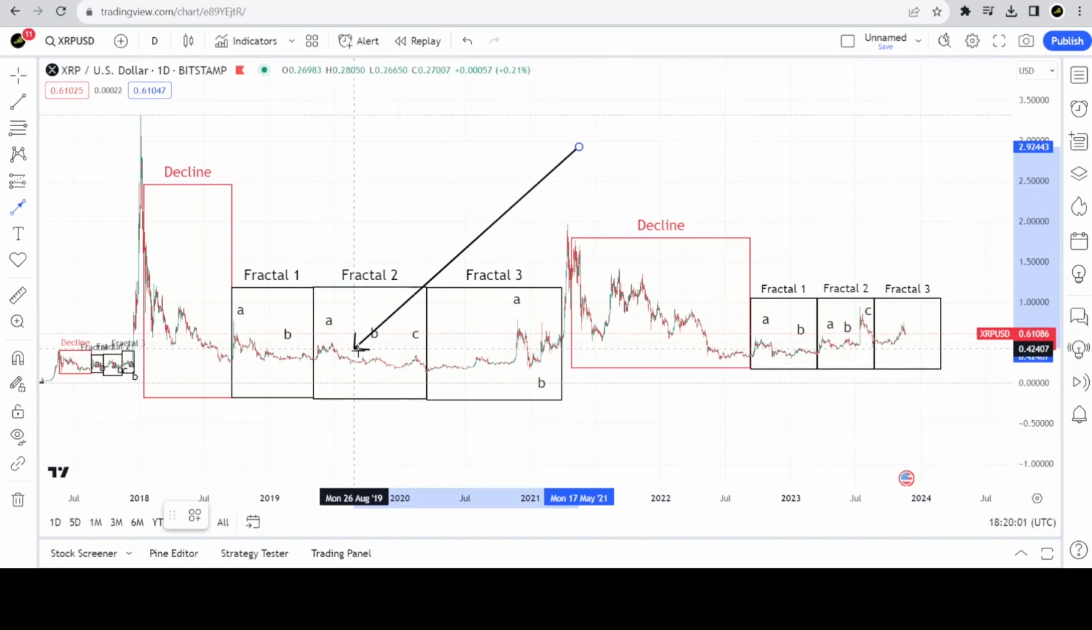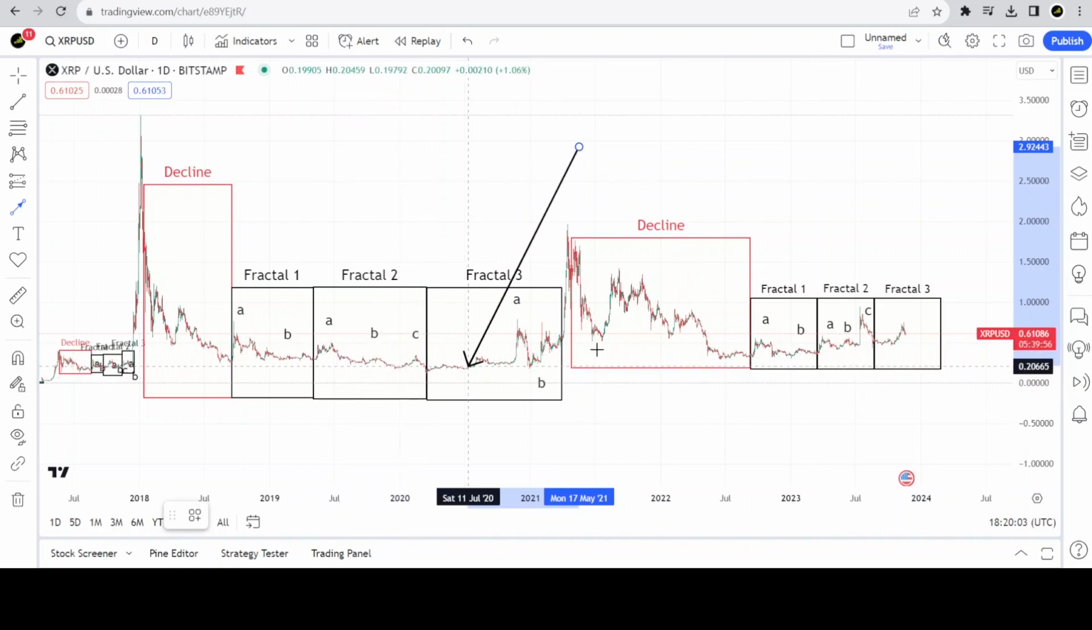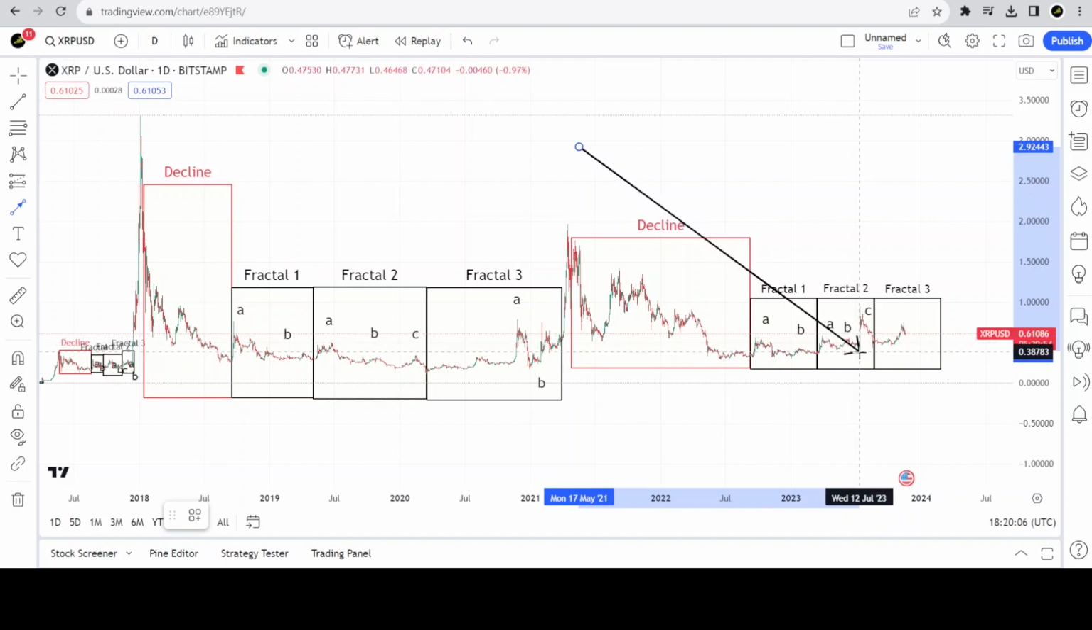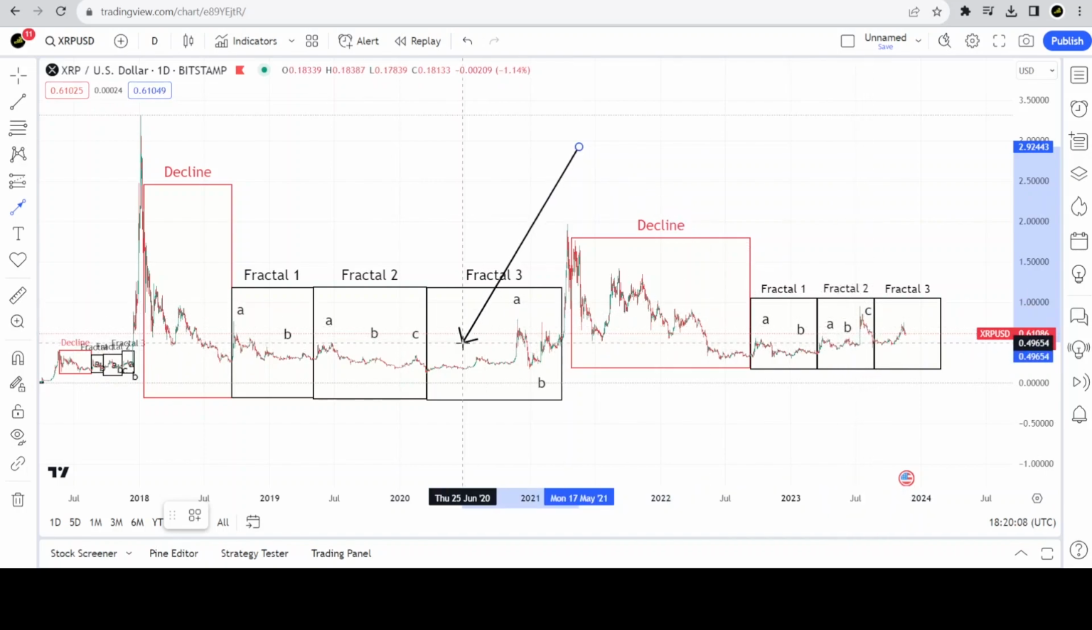Fractal 2 has three waves, wave A, wave B, and wave C. We see that over here, wave A, wave B, and wave C. We are now working on fractal 3. Fractal 3, in this iteration of it, there's other iterations that are slightly different, but the main idea is the same. The main idea is where price moves up to a peak, it then crashes, and after that crash, it recovers, does a small correction before going into the bull run.